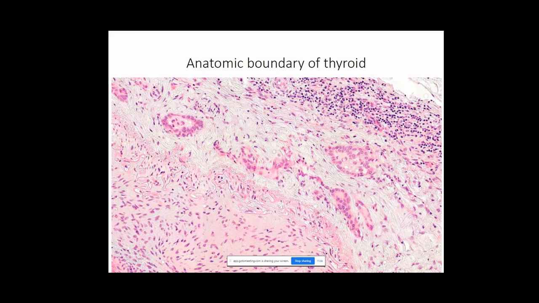Here you see higher power of the same area, and the vessel is in the bottom left of the screen, and right above the vessel, that's infiltrating carcinoma. So if I can say that a vessel is definitely outside the thyroid, and if I see carcinoma that's on the other side of the vessel, so that's fairly strict criteria, then I can say with assurance that this is microscopic ETE.